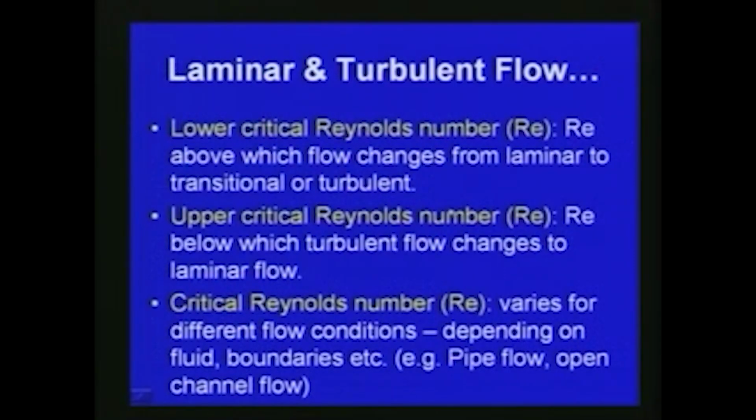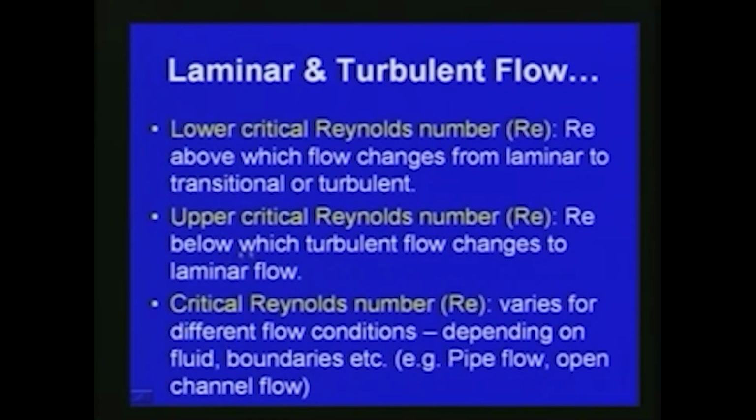There we can define a Reynolds number called the upper critical Reynolds number. Here, it is the Reynolds number below which turbulent flow changes to laminar flow. So for this critical Reynolds number, we can have two ranges: one is the lower critical Reynolds number and the other one is the upper critical Reynolds number.